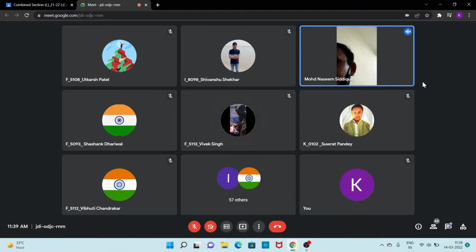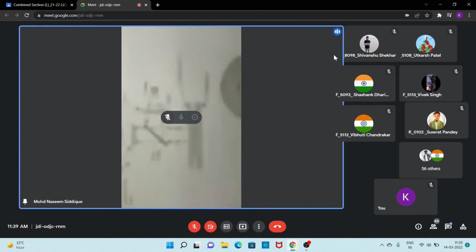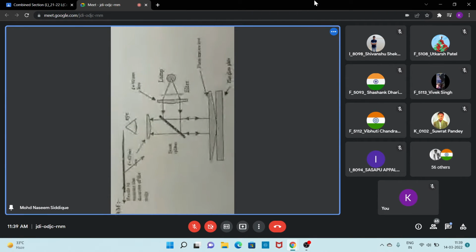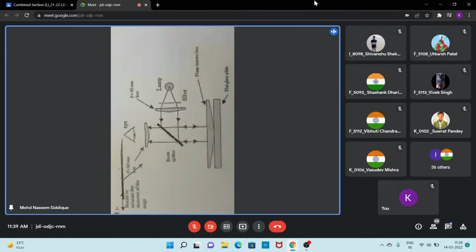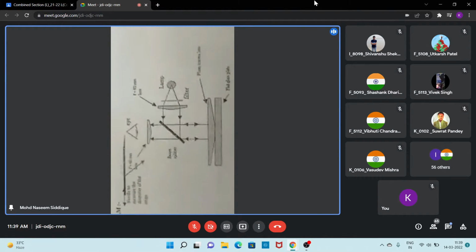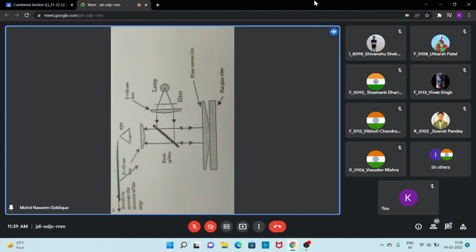Yes, sir. So I will show you the experimental setup here. कैसे वीडियो इससे आता है? Yeah, this is visible to all of you, this experimental setup. ये आपको दिख रहा है? Yes, sir. Okay, so you just see a plano-convex lens is placed on the glass plate.